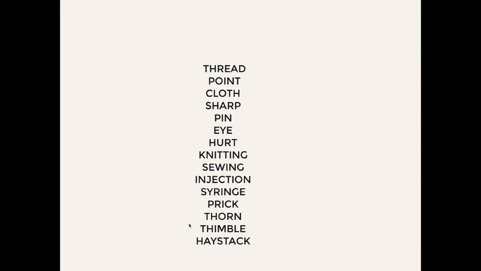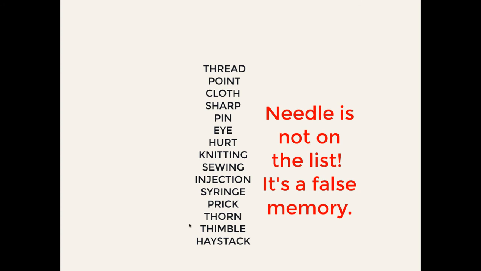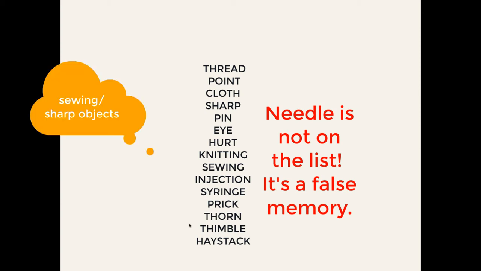Sewing was in the middle. You may or may not have remembered that one. How about needle? If you remembered needle, here's the point of this demonstration. Needle is not on the list, and yet when we do this activity in class, about two-thirds of the class will falsely remember the word needle. Why do you think that this effect happens? Think about how related the words on this list were. They were all related to the concept of sewing, to sharp objects, and it was almost like the only sharp object that was not in the list is the word needle.